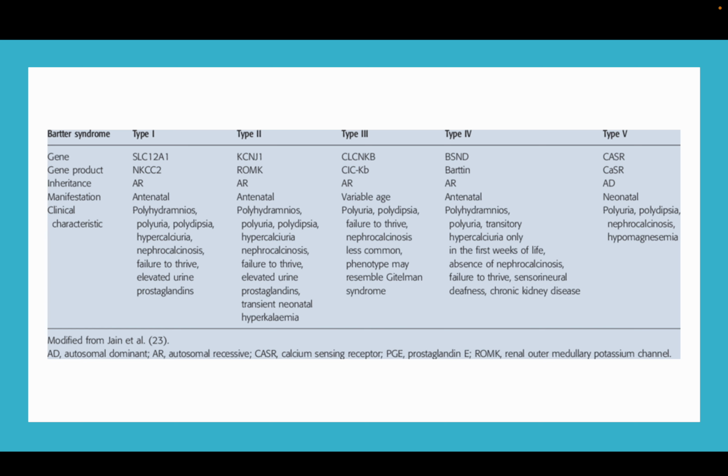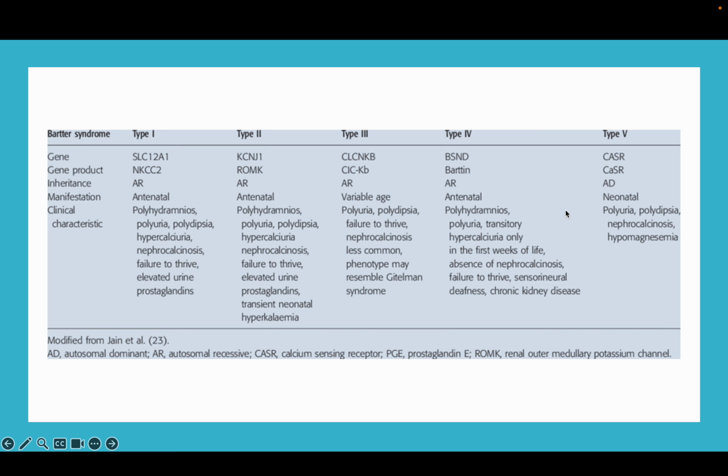So type 1 and type 2 generally don't survive till adulthood. Type 1 is due to the sodium potassium chloride cotransporter mutation, whereas type 2 is due to the ROMK channel mutation. They are present antenatally with polyhydramnios and failure to thrive. Type 3 is the adult presentation, the classical Bartter's, which is autosomal recessive and resembles Gitelman's. Type 4 is the Barttin mutation, where they have sensorineural hearing loss and mostly present antenatally. Type 5 is neonatal, where nephrocalcinosis and hypomagnesemia are possible, which is a calcium sensing receptor mutation.